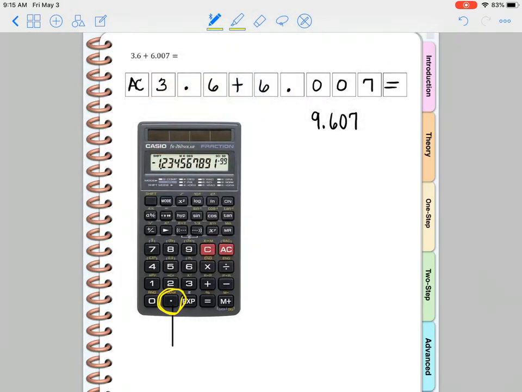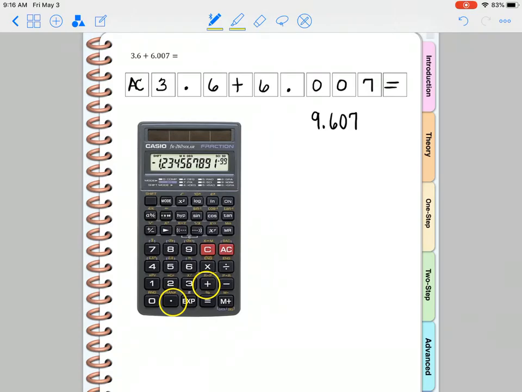And let me just remind you of the keys that we used to do this one. Your decimal key, the addition key, which is right there. I'm making a bit of a mess here, so let me erase those off and try this again. I apologize. We have the decimal key, the addition key that's involved here, and of course, the equals key.